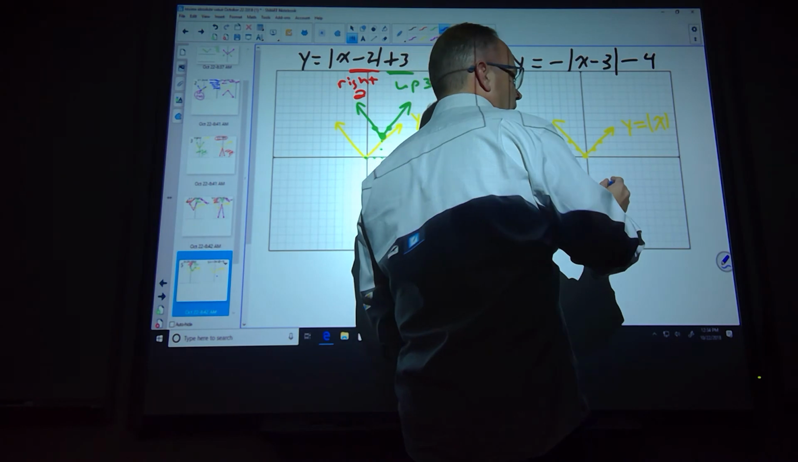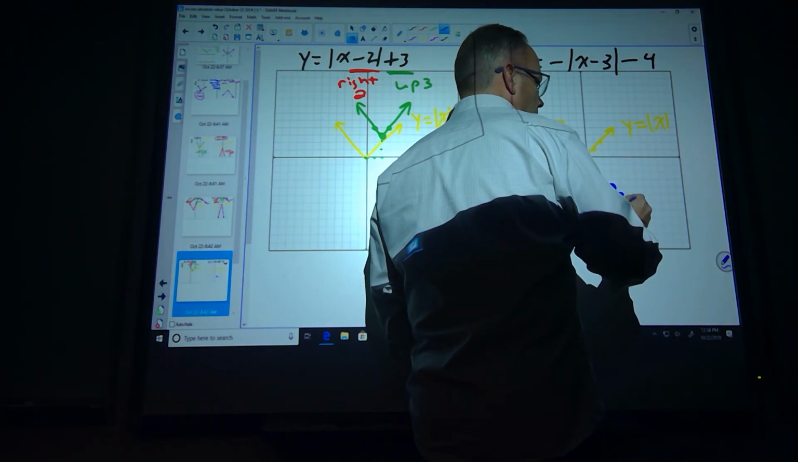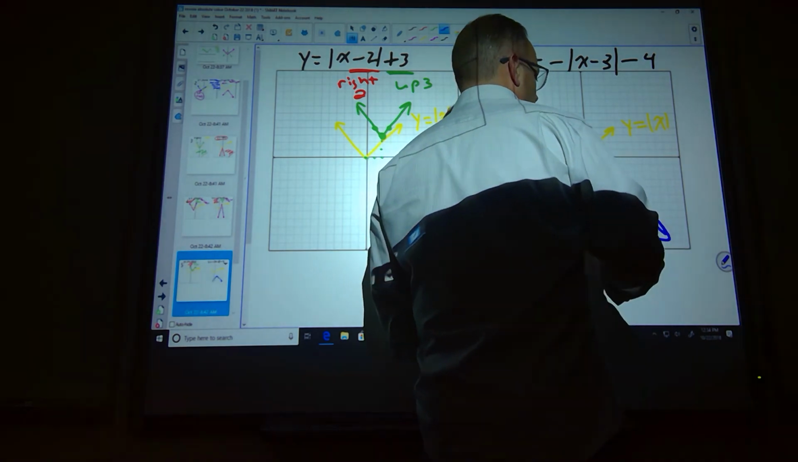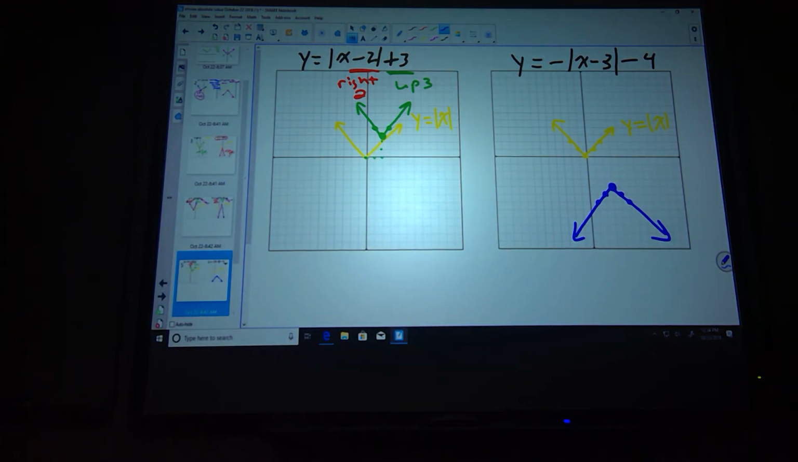And it opens upside down. Right 1, down 1, left 1, down 1, right 1, down 1, left 1, down 1. So that blue one actually is growing at the same rate as the yellow one because it was right 1 and then down 1 versus right 1 and up 1. It flipped upside down. It shifted to the right 3, so 1, 2, 3, and down 4.